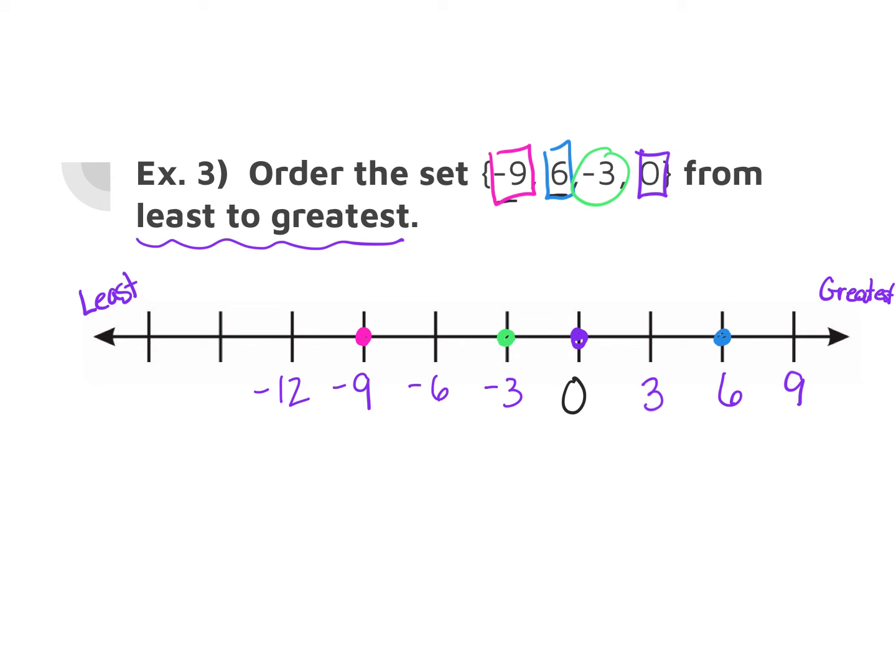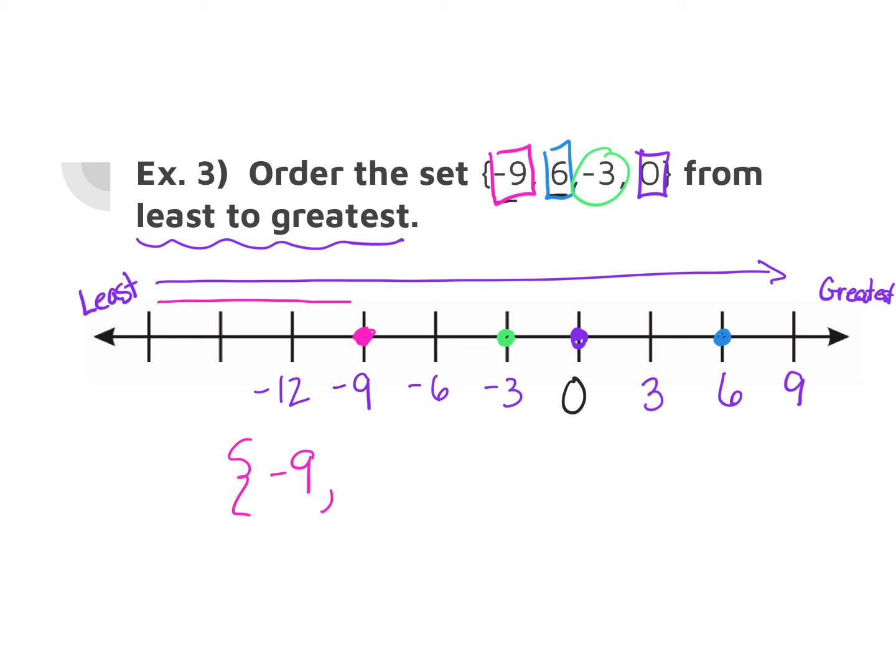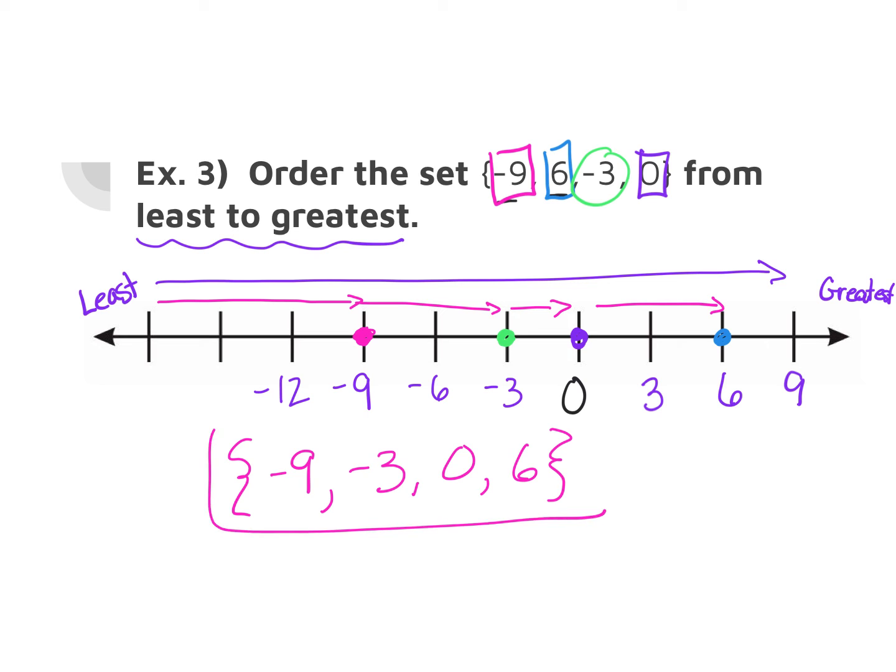I'm going from least to greatest, so I'm going to write it in this order. What's the first one that comes up? It is the -9. So I'm going to write my set, -9. Then the next one that comes up is -3. Then 0, then 6. And that is my set from least to greatest.